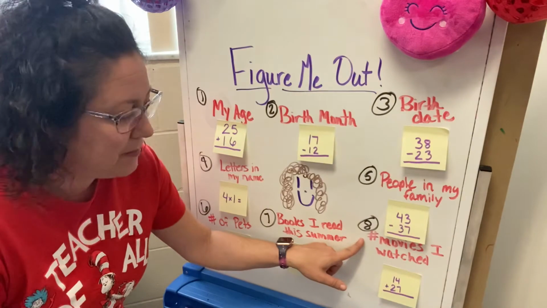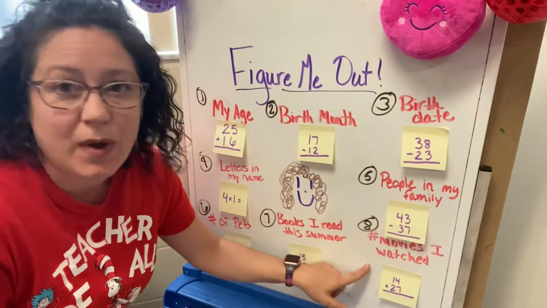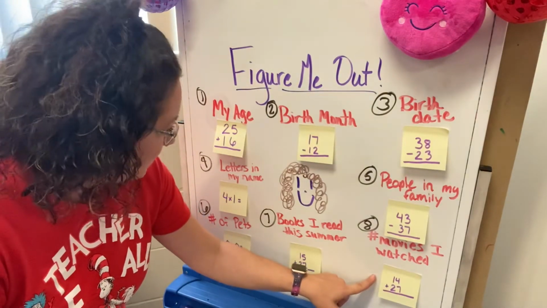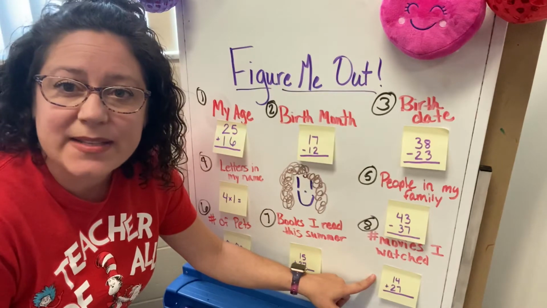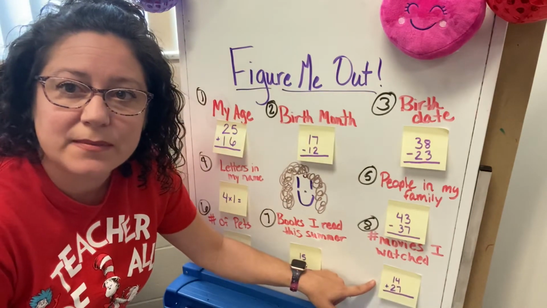Number 8. Next to number 8, the last problem you can solve is how many movies I watched this summer, okay? And that's 14 plus 27. Number 8, write 14 plus 27, okay?